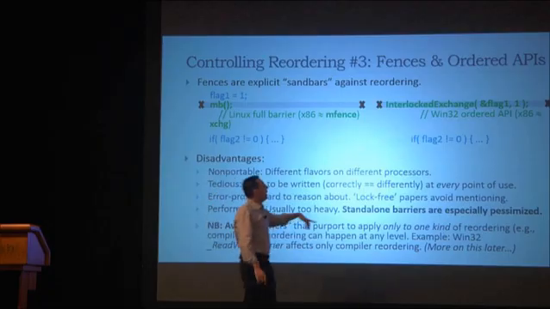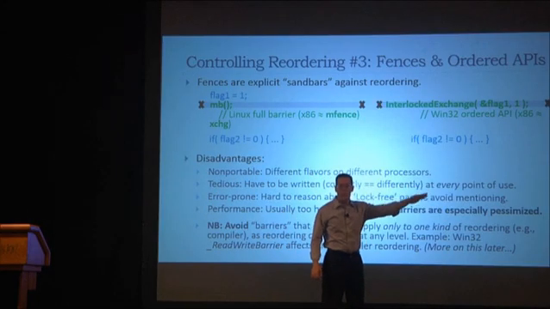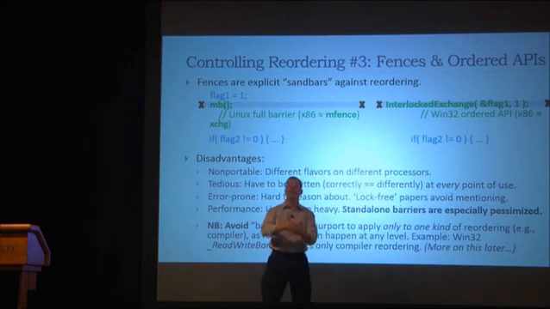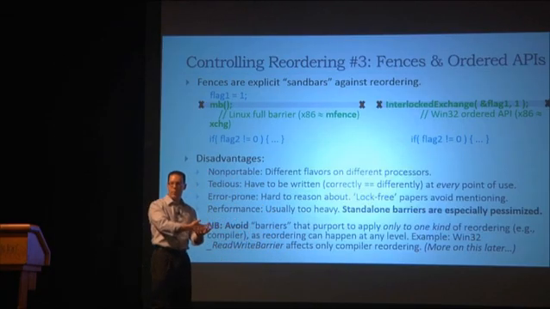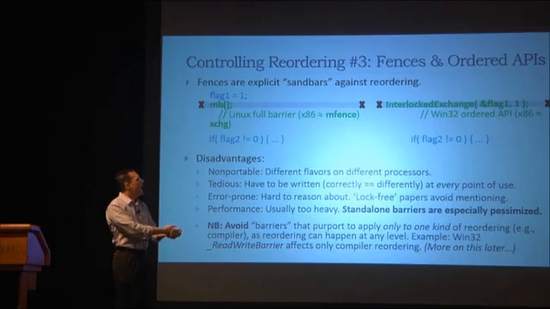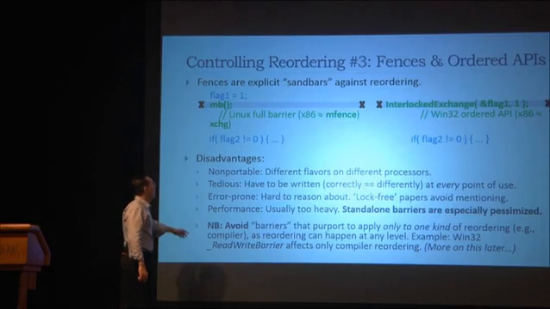On Windows, I might say something like InterlockedExchange, flag 1, 1. So I'm using a special instruction to actually set the flag. So this is not so much a fence as a special ordered API. And because it acts as a full fence, I can't move the read of flag 2 above it. So again, things stay in the right order.